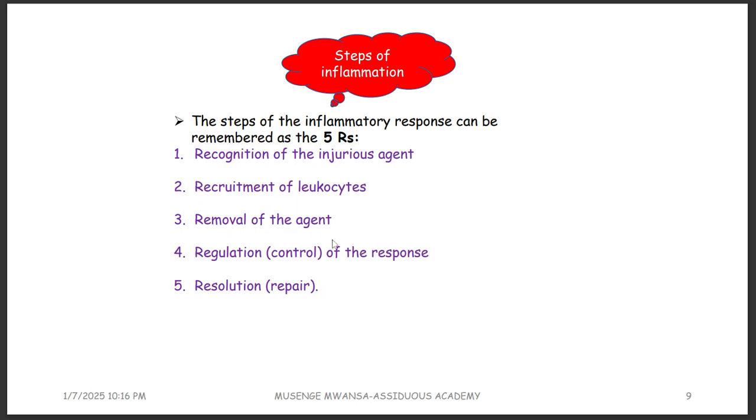And then after there is regulation of the response, now there should be tissue resolution. There should be resolution or repair. Okay, that tissue where the injurious agent was, there should be now repair happening. But in this class, we'll not talk about repair. We'll discuss repair in the next class, tissue repair.